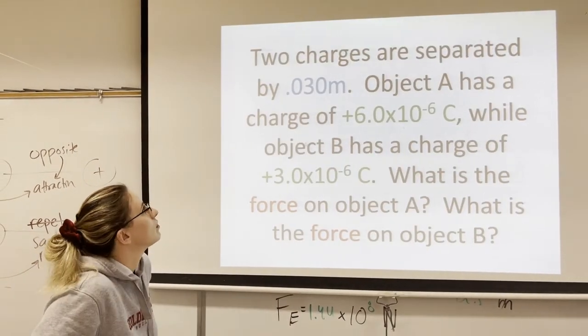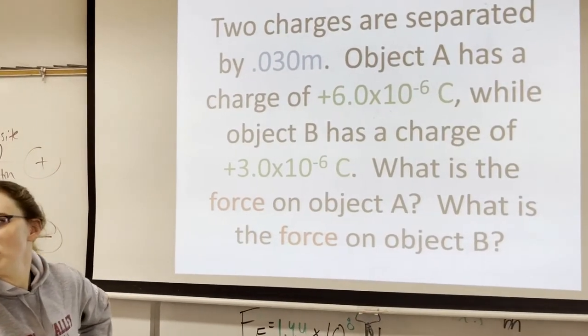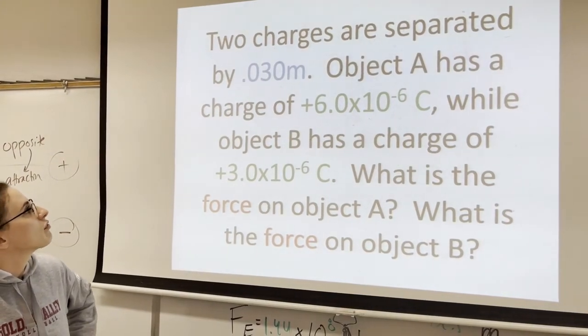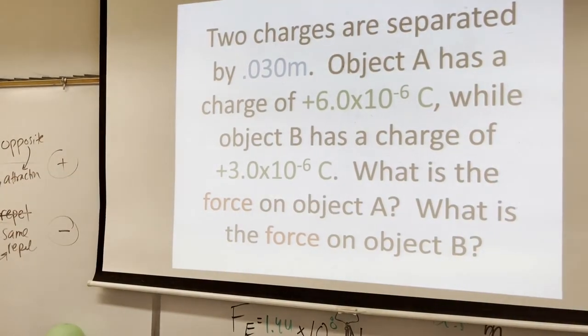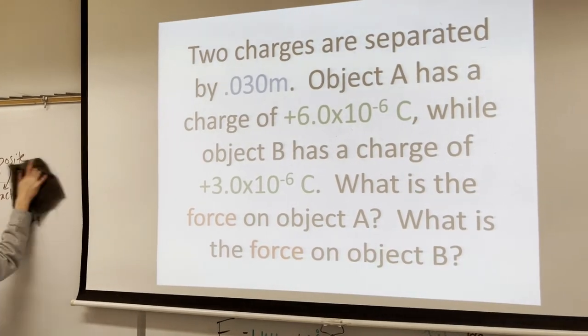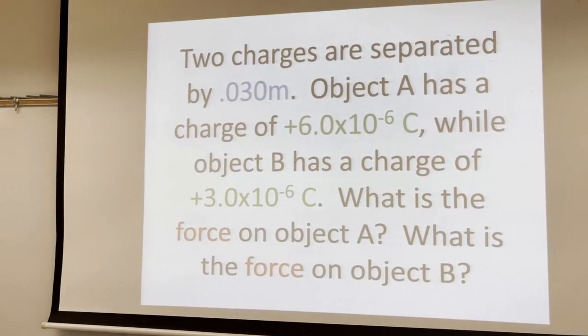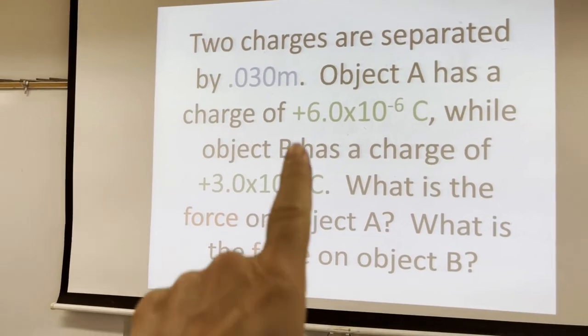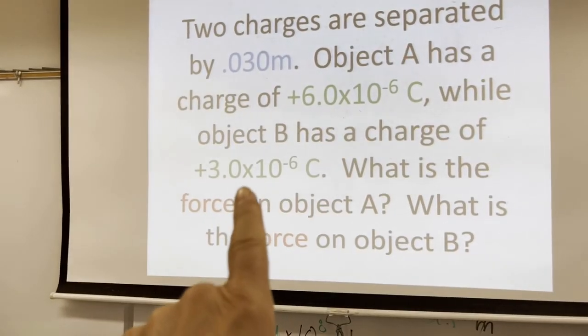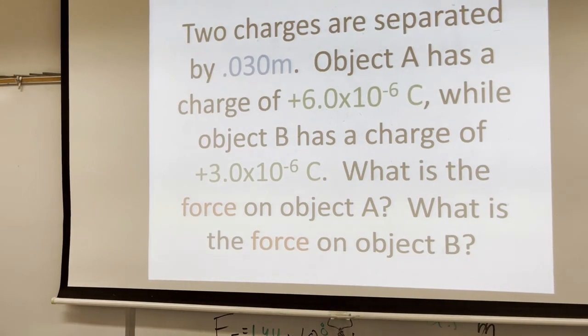All right, so here we go. Two charges are separated by 0.03 meters. I think what we should do is make this homework. Let's make it homework. Go ahead and take a stab at this. There's the distance, the charge on one, and the charge on the other. Use Coulomb's law. Figure it out.